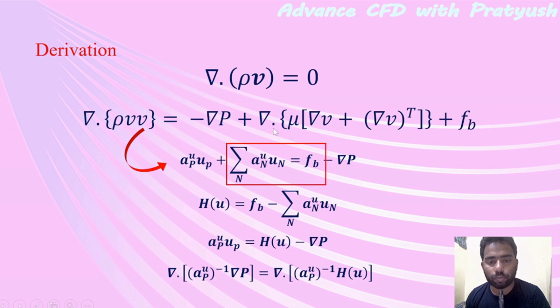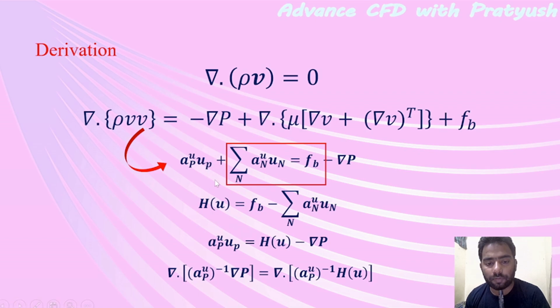If I write this momentum equation in the form of the coefficient of the matrices, the equation can be written in this way. This is the value of the current cell, and these are the values of the neighboring cells. This is the body force and this is the pressure quantity. Now this complete term in OpenFOAM is defined by an operator, that is the H. So this H you can write as the body forces minus An into UN.